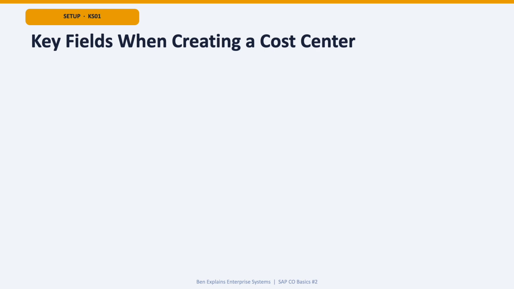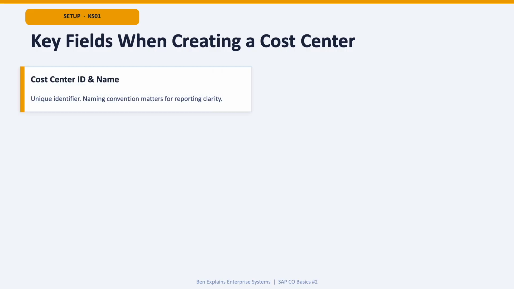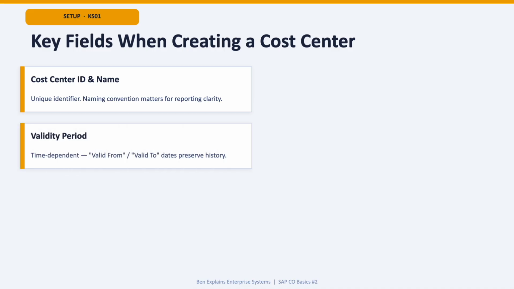Next, when you create a cost center in SAP using transaction code KS01, there are several key fields to fill in. Understanding what they are and how they work will definitely help us know better about cost centers. First, the cost center ID and name. This is your identifier. Some companies use a numeric code, others use a meaningful abbreviation. The naming convention matters a lot for readability and reporting reasons. Next, the validity period. Cost centers in SAP are time dependent, meaning you define a valid from and a valid to date. This allows you to make changes over time without losing historical data.